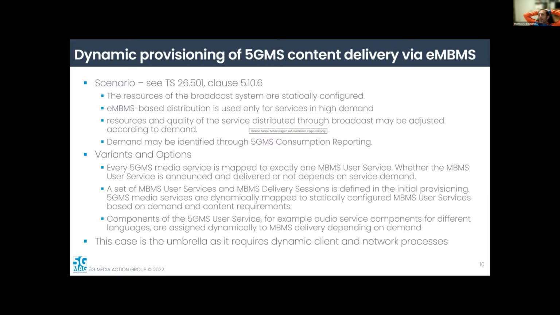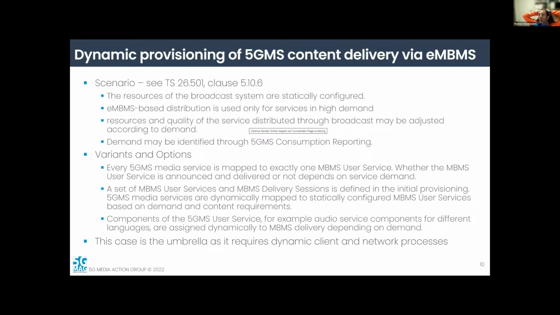So the basic idea is you have resources of the broadcast system. They're statically configured. You have your TMGIs maybe, or you have at least resources available, a spectrum, a frequency band, and so on. But you use eMBMS distribution only for services in high demand. And this high demand, there are a lot of flavors that are basically up to the content provider. High demand might also mean that resource and quality of service distributed to broadcast may be adjusted according to demand.